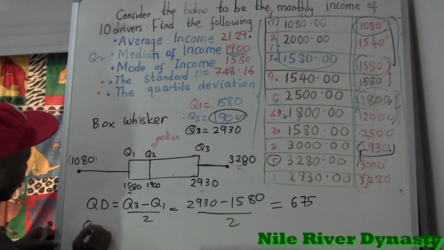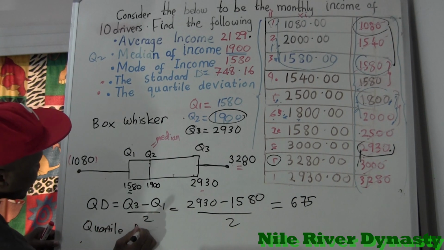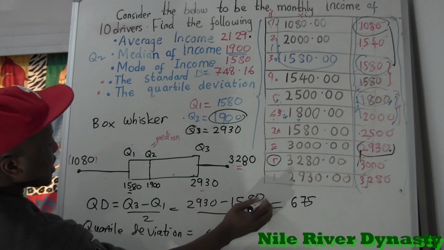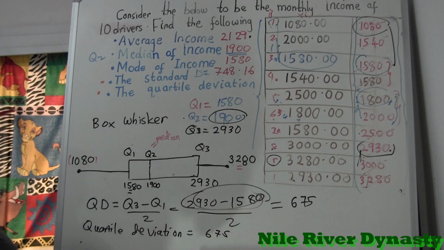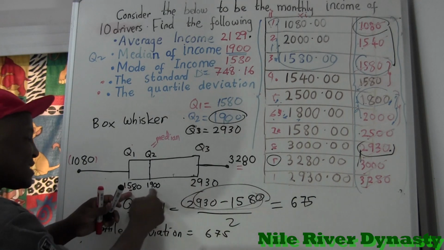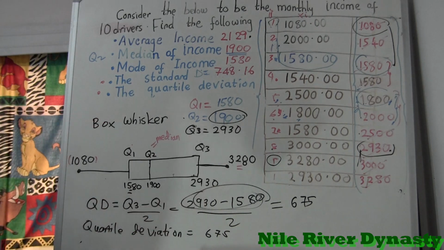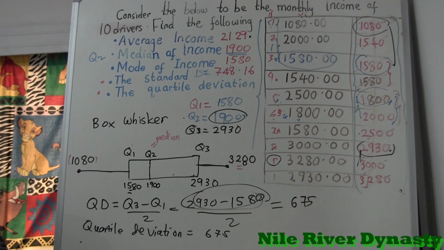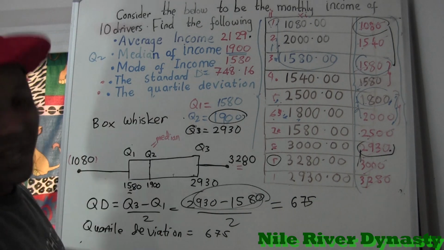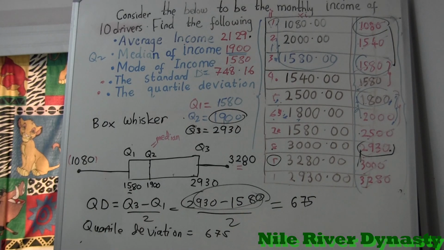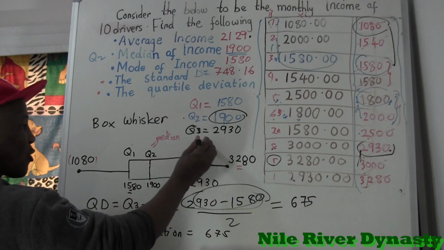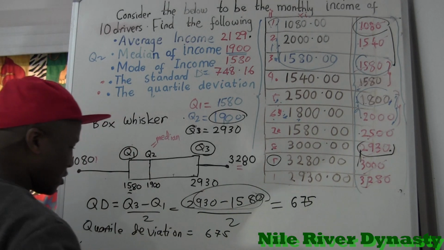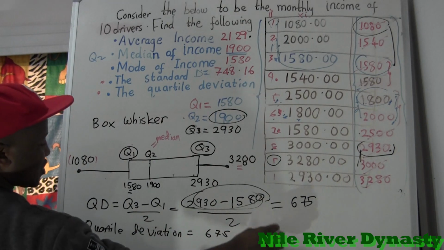So quartile deviation equals 675. Take this minus this, divided by 2. In other words, how does this deviate? You know what I'm saying? So we got a quartile deviation, 675. Sometimes they may ask you something quick. In this question, let's say find the upper quartile. This is our upper quartile. What is the lower quartile? This is the lower quartile.